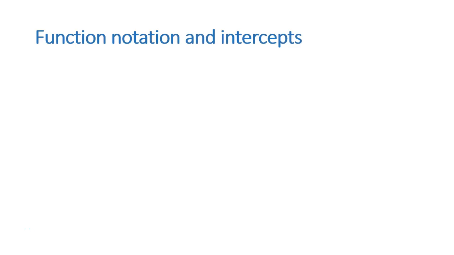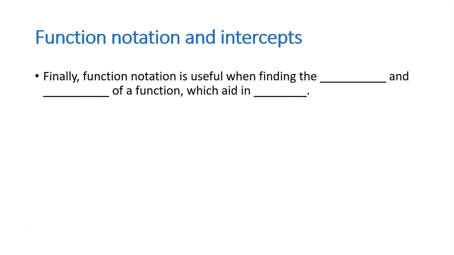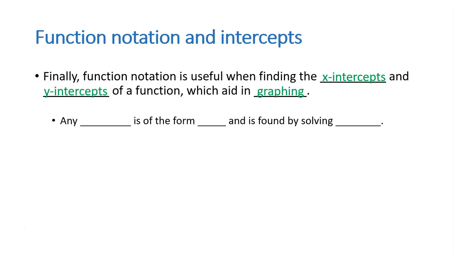Finally, one thing that function notation is helpful for is finding and defining intercepts on a graph. So we're going to spend a lot of time graphing in this class. X and Y intercepts are considered key parts of any graph. So we can use function notation to reference intercepts. So function notation is useful when finding the x-intercepts and y-intercepts of a function, which aid in graphing.